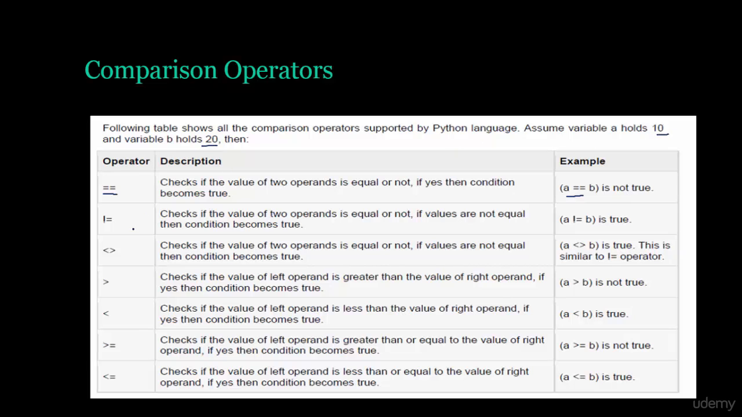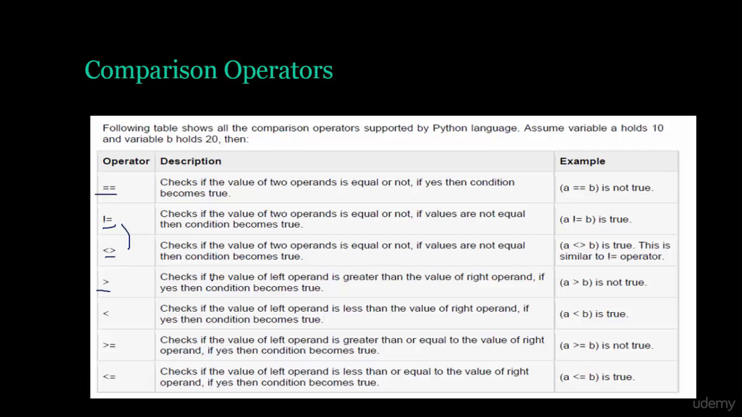Not equal checks if the value of two operands is equal or not. If values are not equal, then the condition becomes true. Like this, if A != B, this will give us true because A is not equal to B. This operator here, <>, also checks if the values of two operands are not equal, and then the condition becomes true. It is like not equal. These two operators are the same.